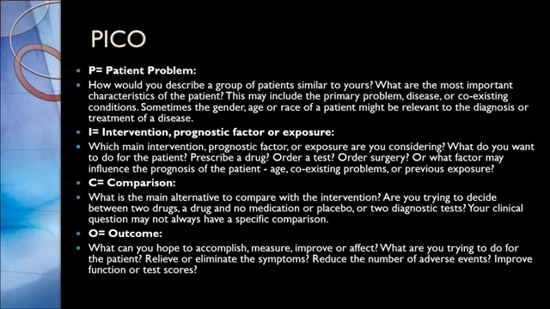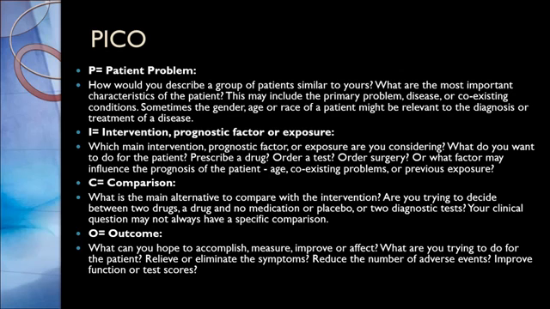When you come to RCTs or actual research studies, you have the PICO statement. P is for patient problem. Now, how would you describe a group of patients similar to yours? So, what kind of patients are you looking at? What are the most important characteristics of the patient? In the earlier example, they had cerebral palsy and they were adults, they were not children.